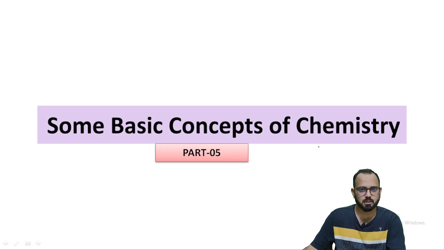We are discussing the chapter Some Basic Concepts of Chemistry. We have discussed the laws of chemical combination, average atomic mass, and we have dealt with the mole concept, how we have to find out the number of moles. We have three equations to find the number of moles.